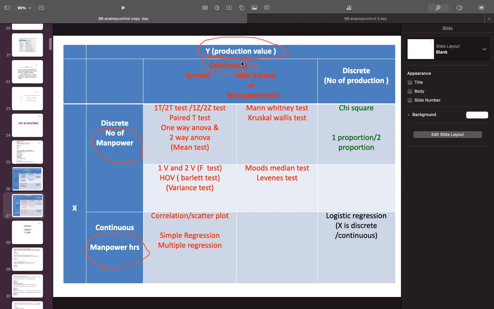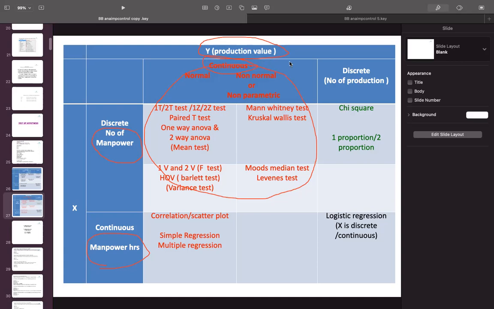Okay. So if my y is continuous and my x is discrete, I have to use all these tests. I repeat it again. See here in our project, what is the data that we are collecting? Production value, right? That is our Y. That is our end result. That is our response. That is our problem.